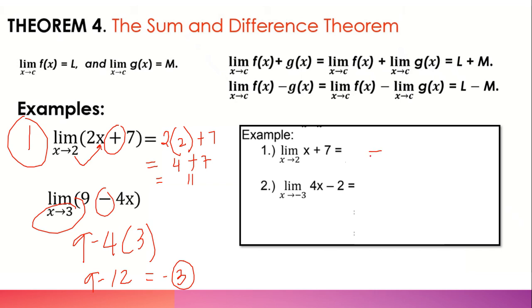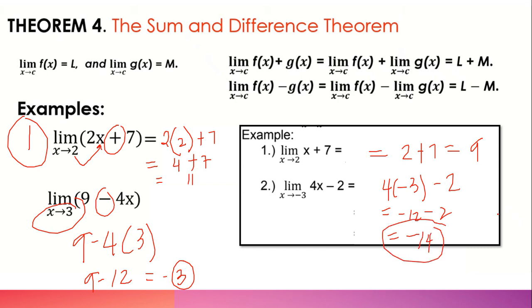Yes. Next, how about another example? X plus 7 is 2 plus 7 is equal to 9. Pang grade 1, no? 4 times negative 3 minus 2. This is negative 12 minus 2. This is negative 14. Oh, ganyan lang siya kasimple. That is the sum and the difference. Anong palatandaan, sir? Mayroon siyang plus, mayroon siyang minus.